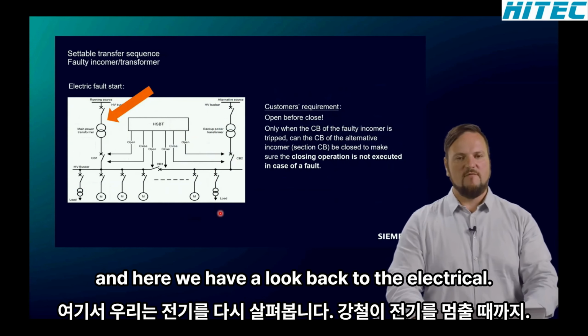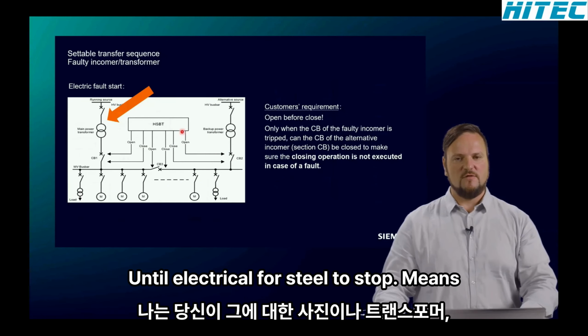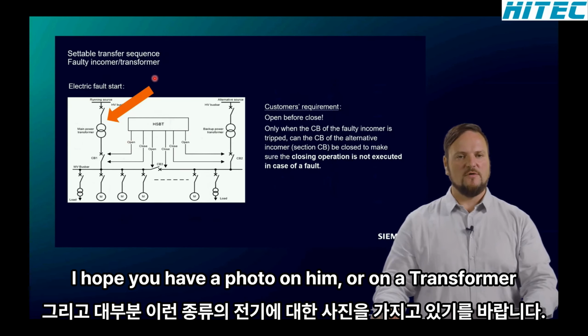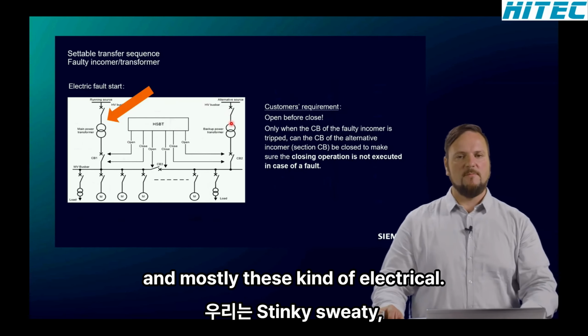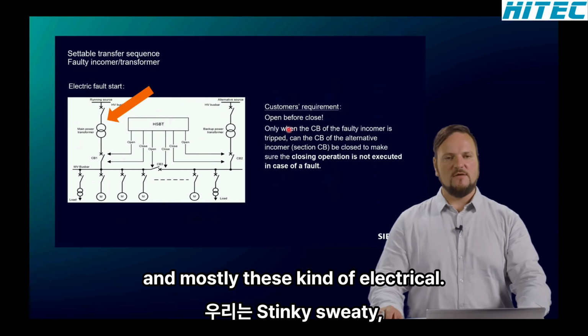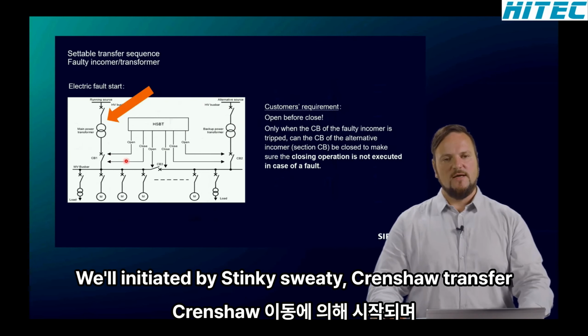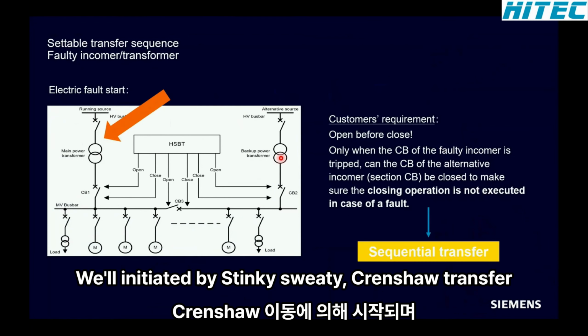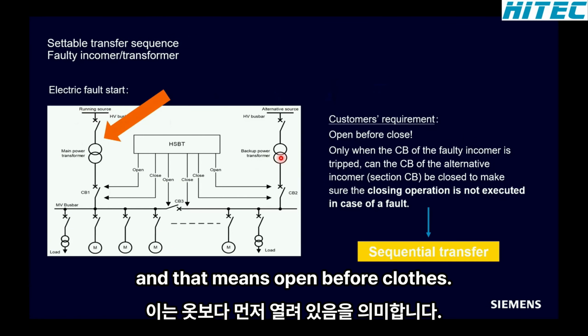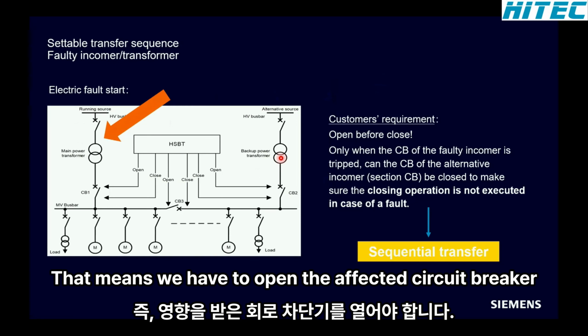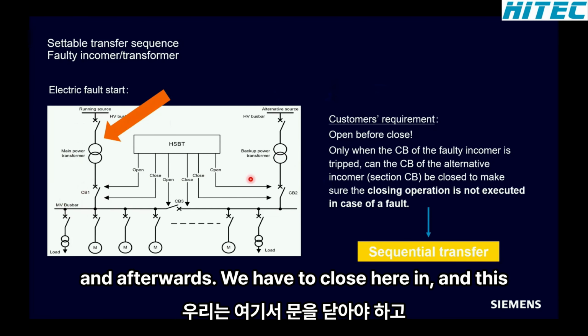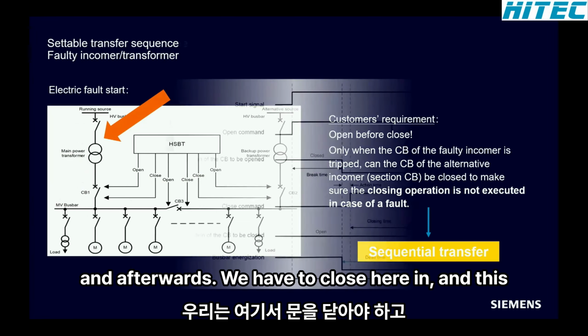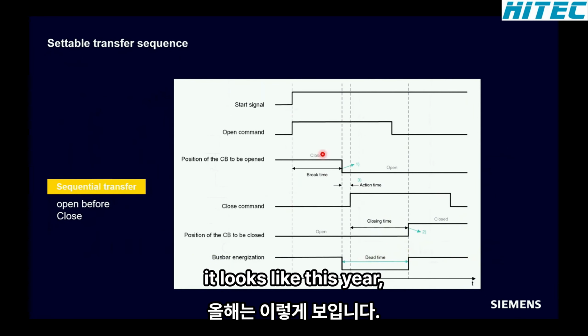And here we have a look back to the electrical fault start. The electrical fault start means we have a fault on the incomer or on a transformer, for example. And mostly these kind of electrical fault starts are initiated by sequential transfer, and that means open before close. That means we have to open the affected circuit breaker, and afterwards we have to close the alternative incomer source. And this looks like this here.